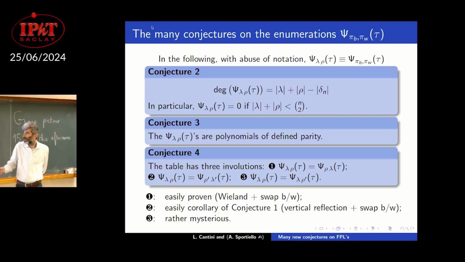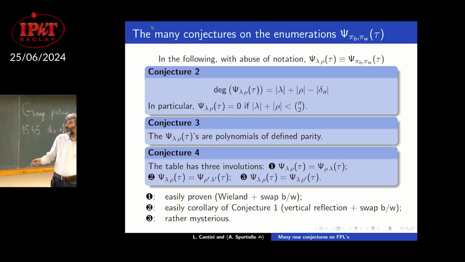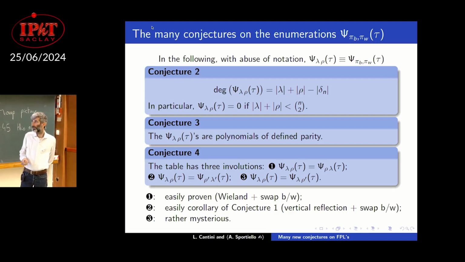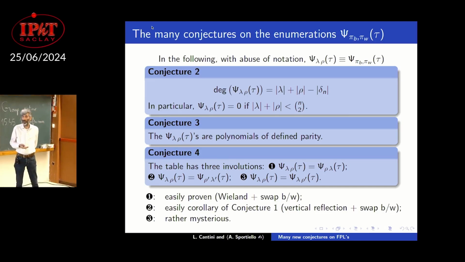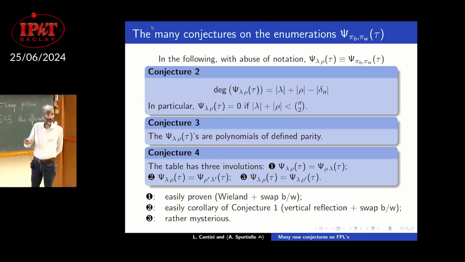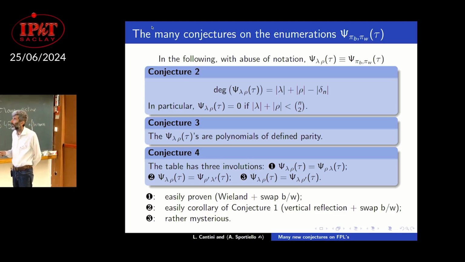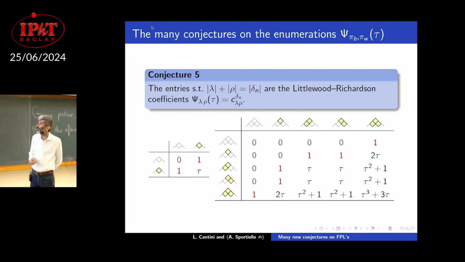So the first is easily proven if you know VLAND. You do VLAND in one of the 2 moves that you have, and then you swap black and white, and the first is done. So the second would follow even more easily, by doing a vertical reflection and swapping black and white, assuming that conjecture 1 holds. And the third is mysterious.